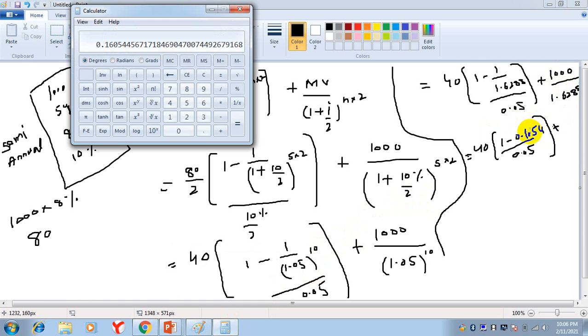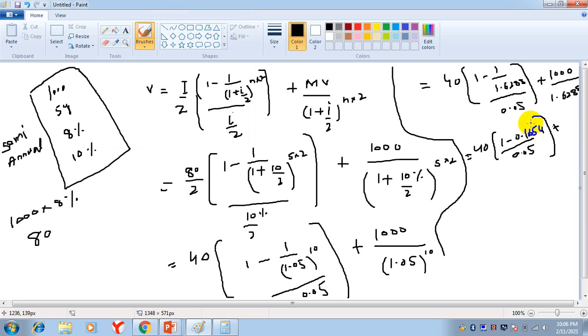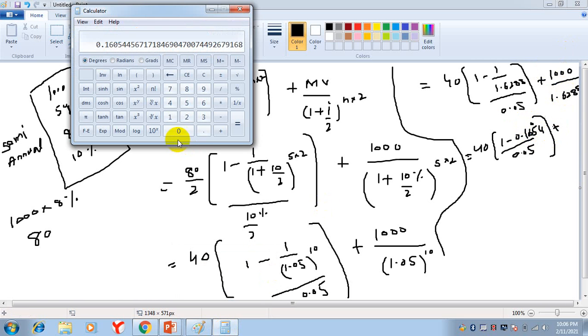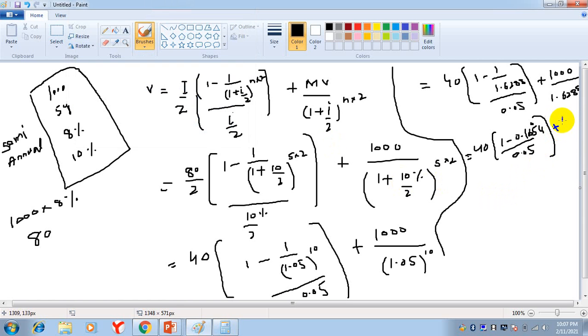There is a mistake in this. It is 1.1605, 0.16054. Now 1000 divided by 1.6288. So we got 613. I don't have space, so I'm not writing that figure.